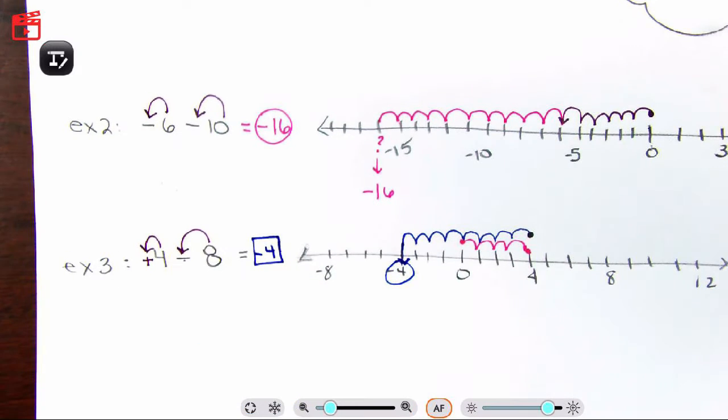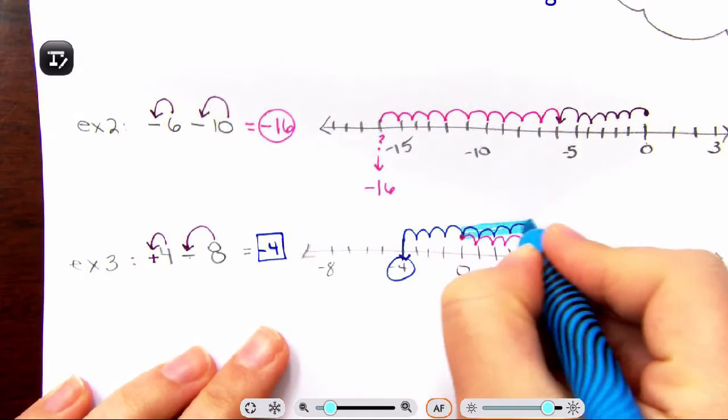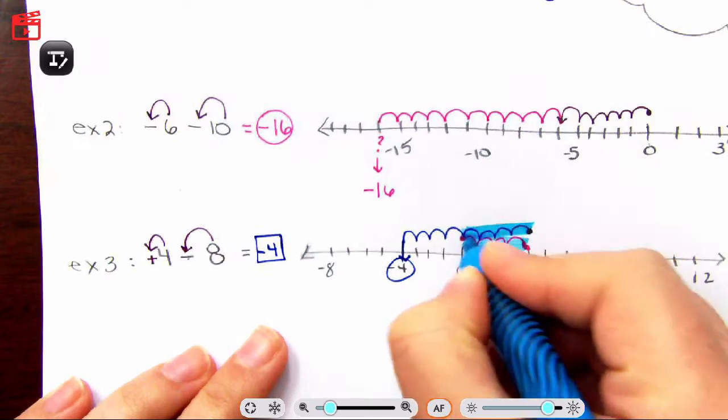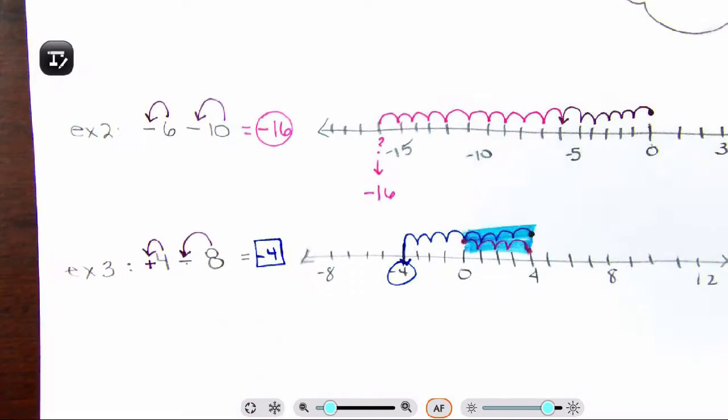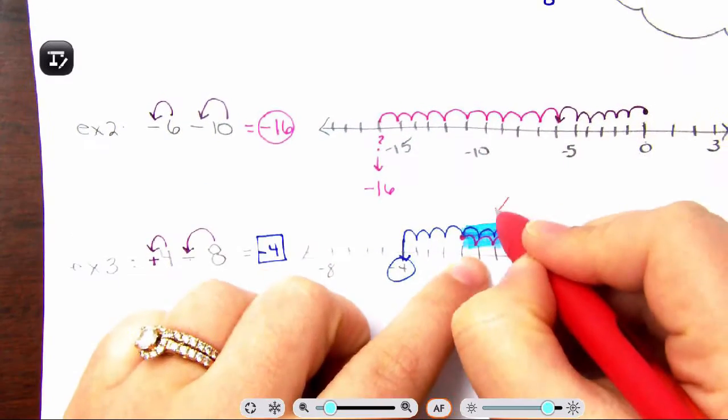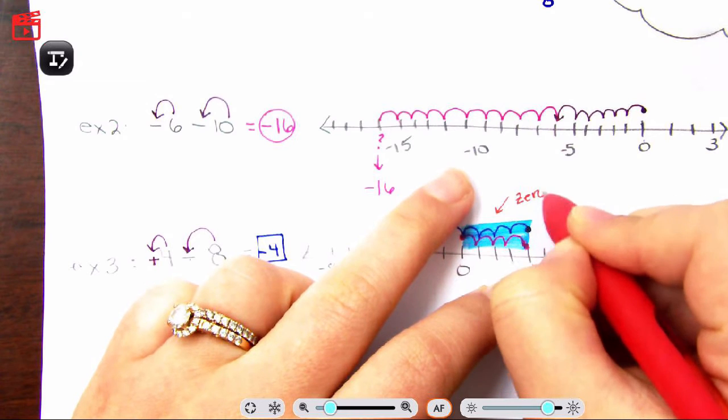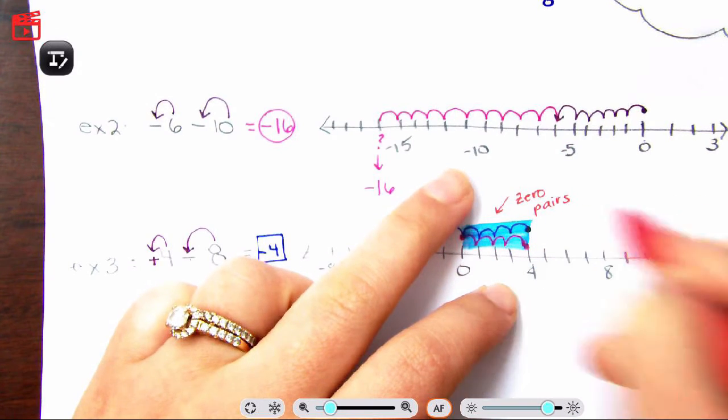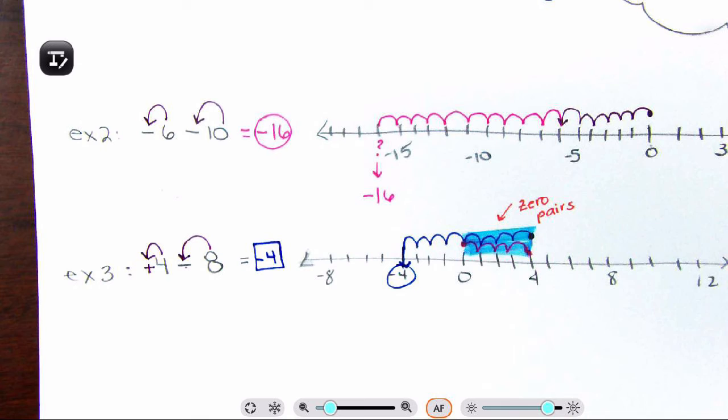I want to point out, see this right here. Let me grab a highlighter. Notice how these are overlapping. I have the blue and the pink. I'm going to highlight it. Those are going to be your zeros. Those are your 0 pairs. They cancel each other out. We went to the right 4, but then we went back 4 to 0. So those are going to be your 0 pairs.